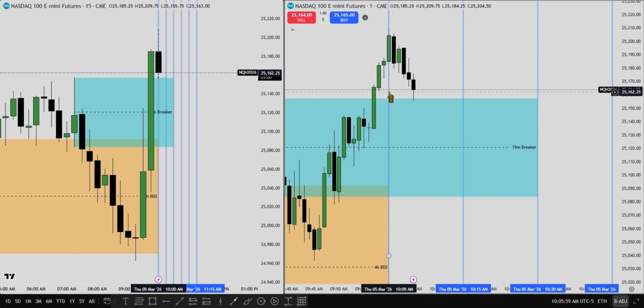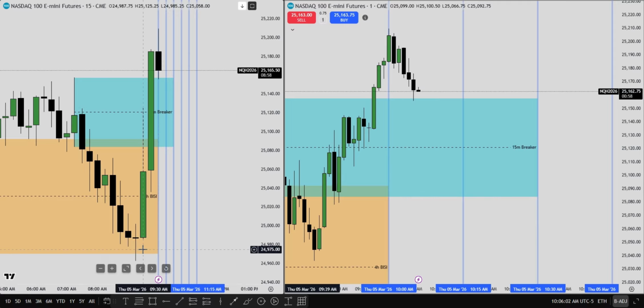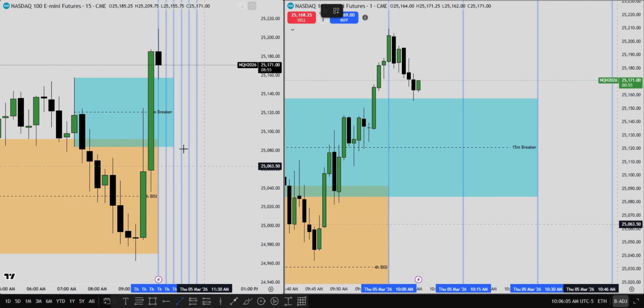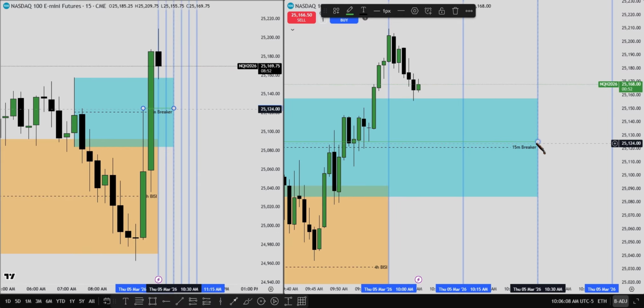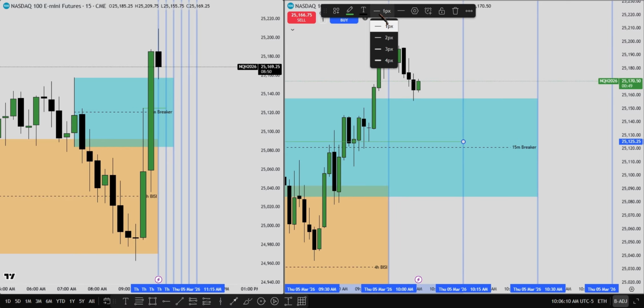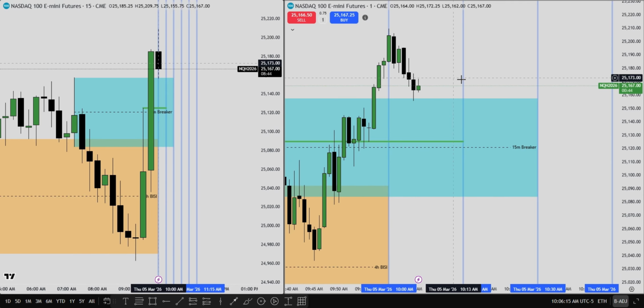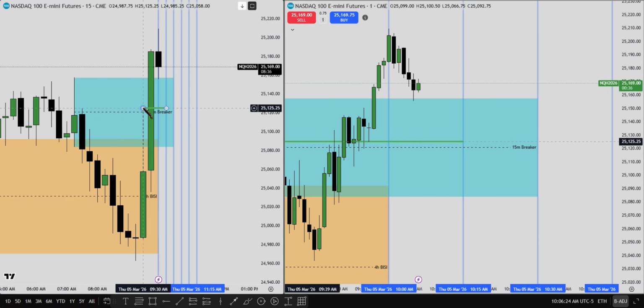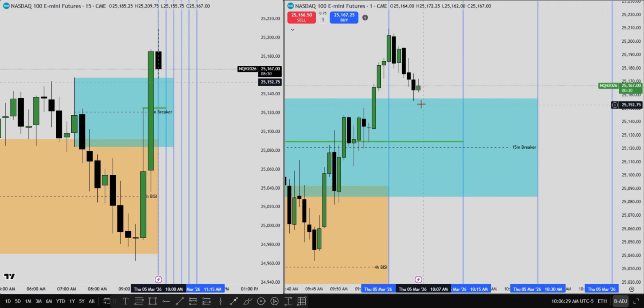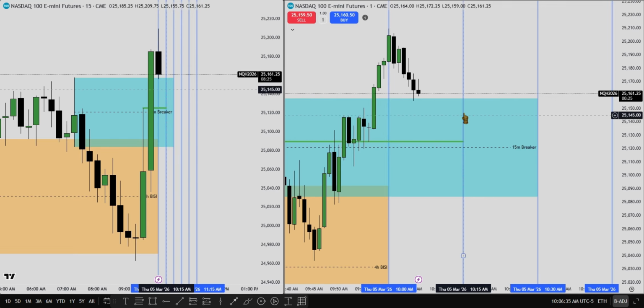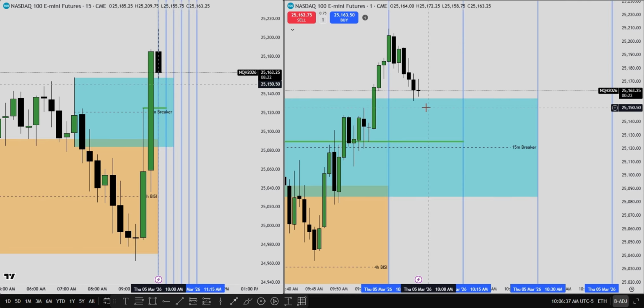The other thing too is as long as price does not close or trade below here, let's make that a lot bigger. As long as price during this 15-minute candle from 10 o'clock to 10:15 does not trade down to this green line right here, which is the high of this candle, then whatever the low is during this 15 minutes is going to be the high of a 15-minute breaker, and this will be the low of a 15-minute breaker.